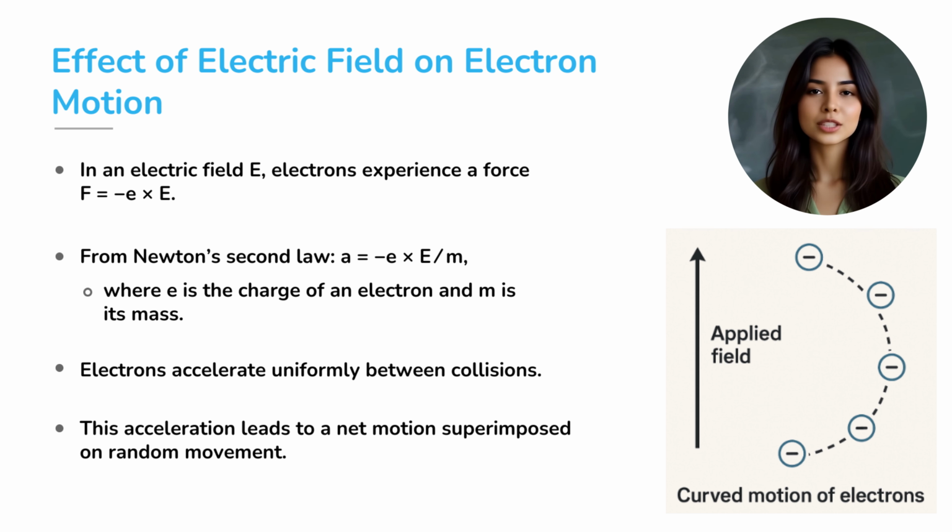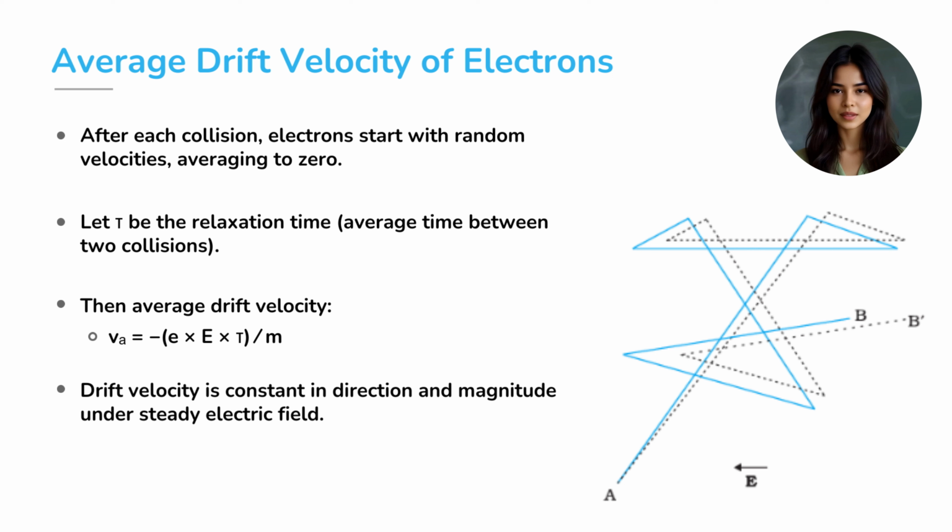But with every interval between collisions, they gain a bit of speed in the direction opposite to the field. Now here's the key idea: even though each electron's motion is erratic, there is a tiny average shift in its direction. We call this drift velocity, and it's responsible for the flow of current. Let tau be the average time between two collisions. This is called the relaxation time.